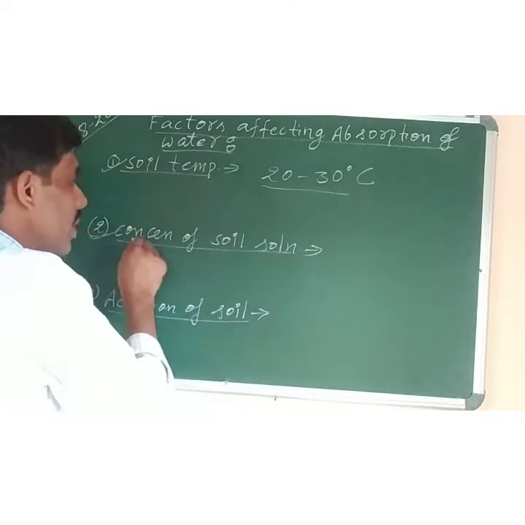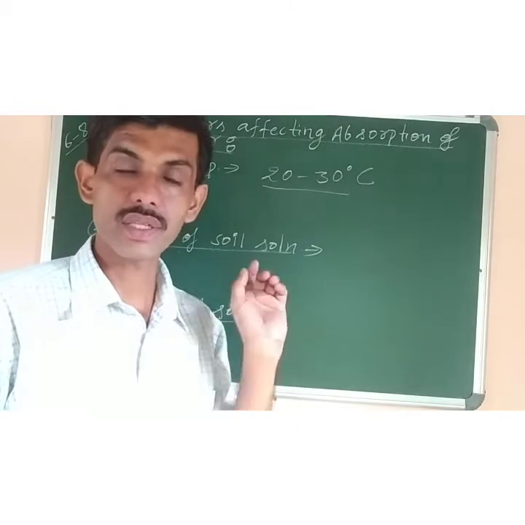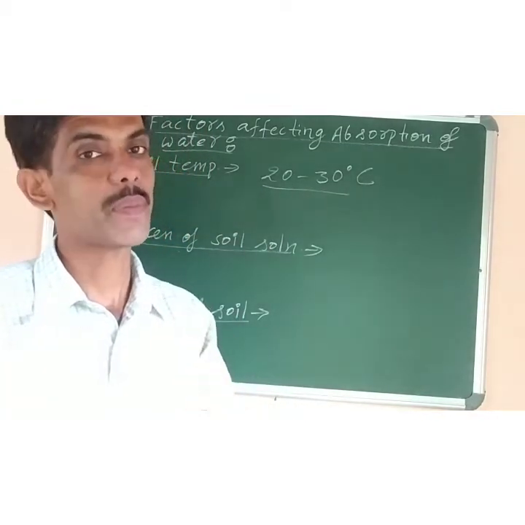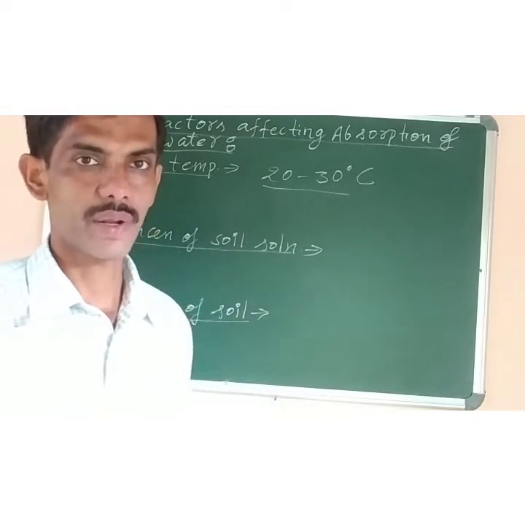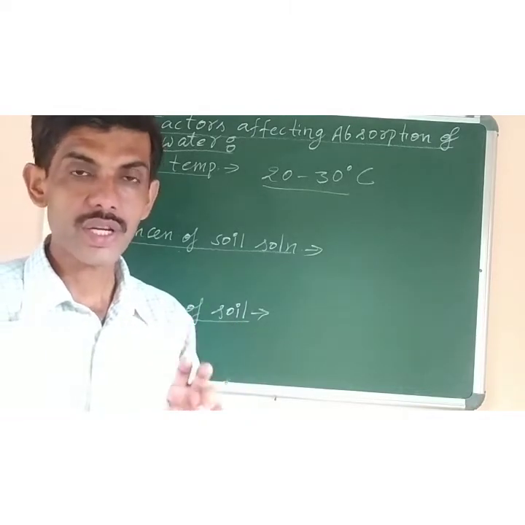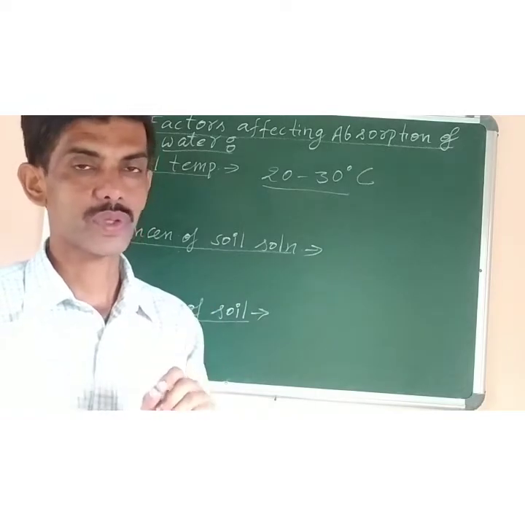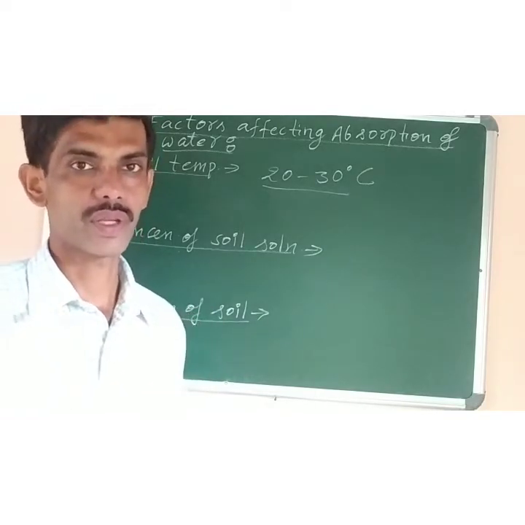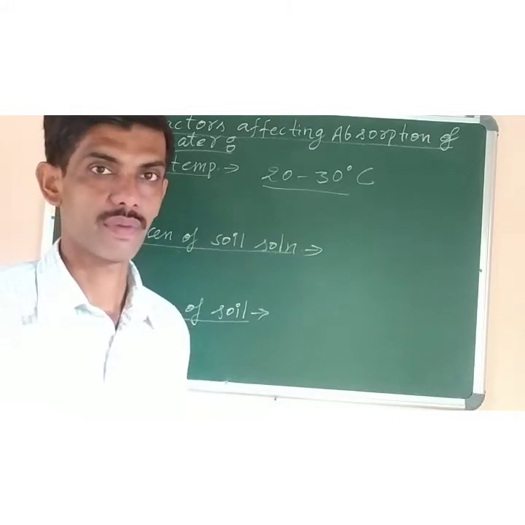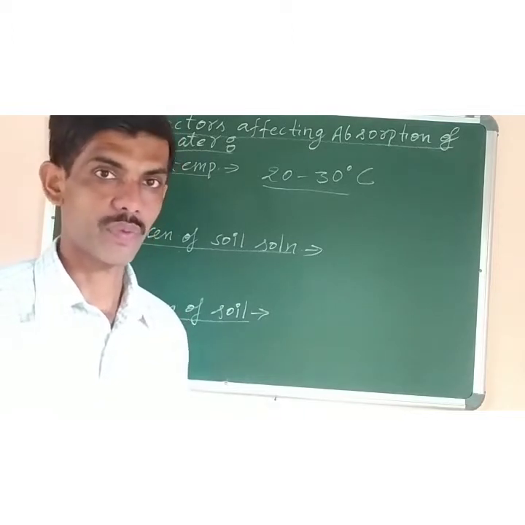Number two, we have concentration of soil solution. You know that inside the root hair cell, as I just said, the concentration of cell sap is higher than the surrounding soil water. If this concentration is higher, it means there is more solid and fewer water molecules. This will help to absorb water from the soil, because soil contains soil particles which are surrounded by water molecules.